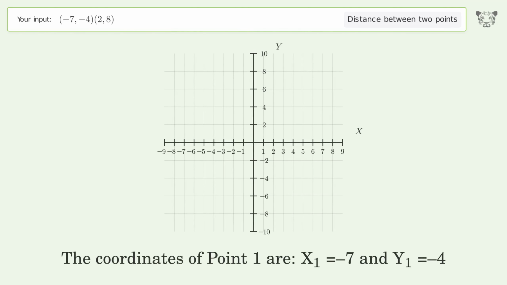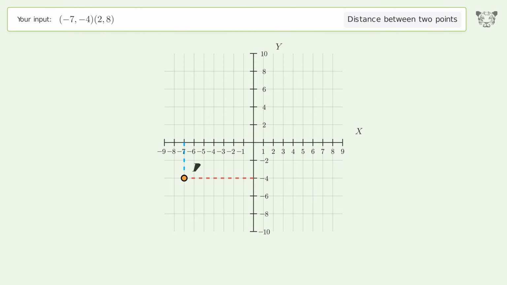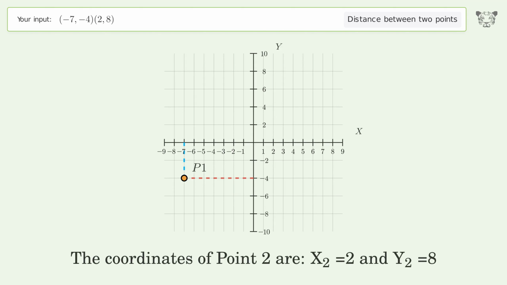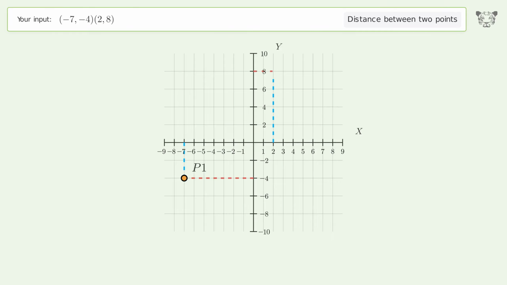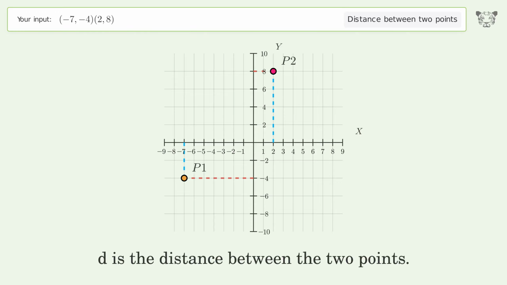The coordinates of point 1 are x1 equals -7 and y1 equals -4. The coordinates of point 2 are x2 equals 2 and y2 equals 8. D is the distance between the 2 points.